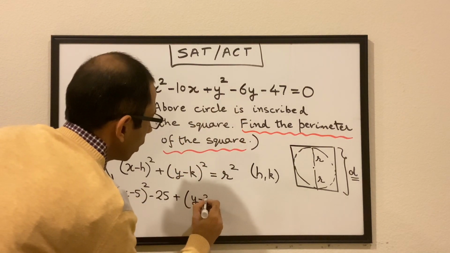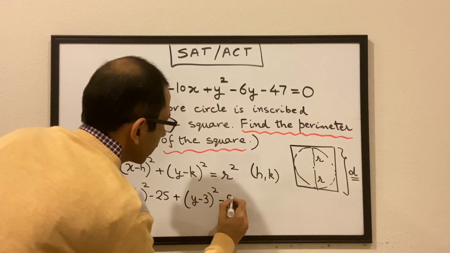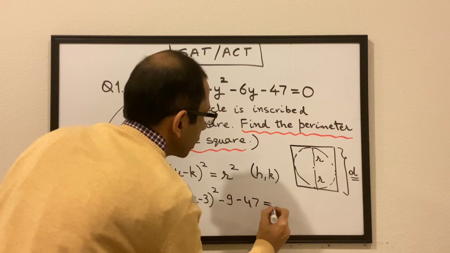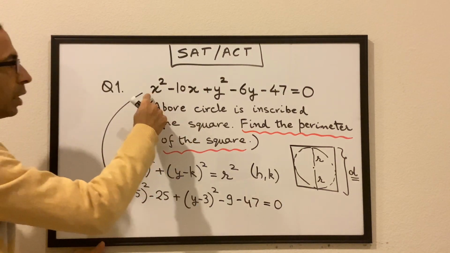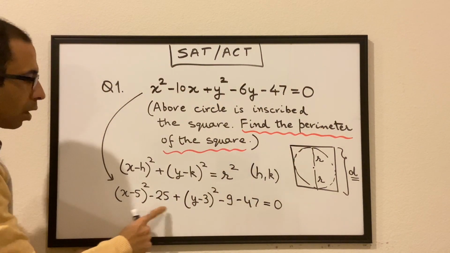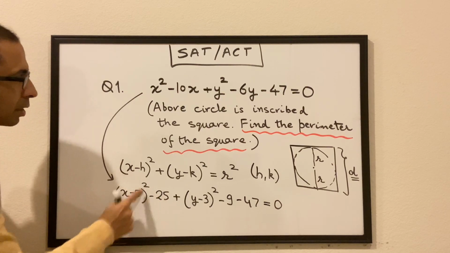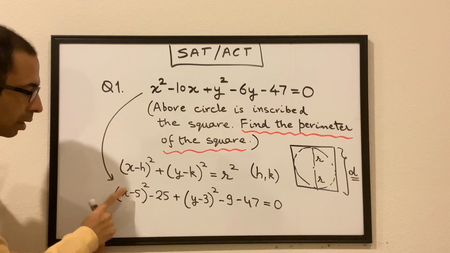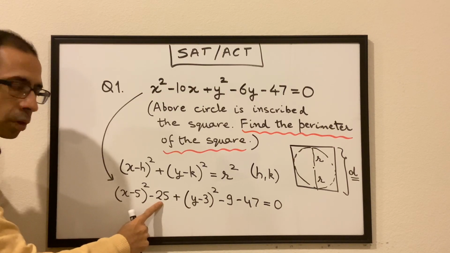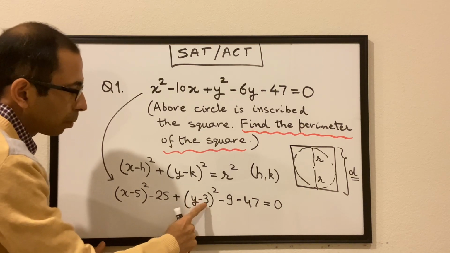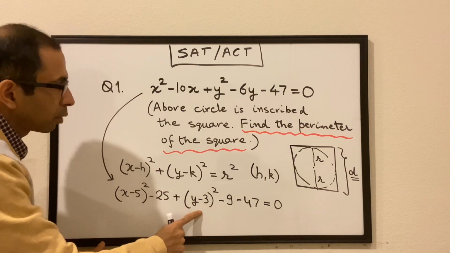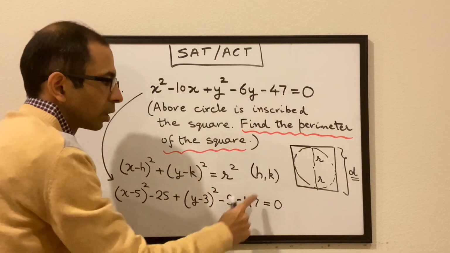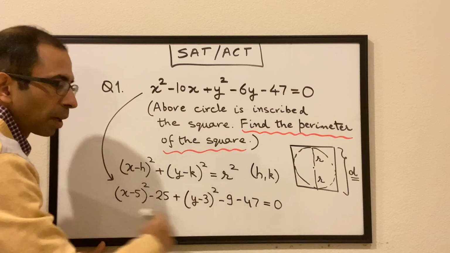3) whole square minus 9 minus 47 is equal to 0, correct? So I have rewritten this equation into this form, because when I expand this, I will still get back x square plus 25 minus 10x. That plus 25 will be negated by minus 25. Similarly here, y square plus 9 minus 6y, and that plus 9 will be negated by minus 9, and minus 47 was already there in the question. So this is my form.